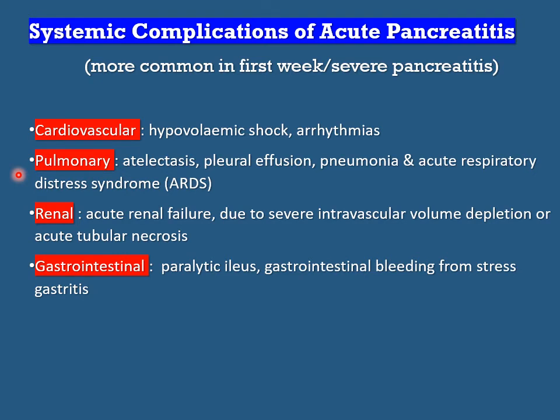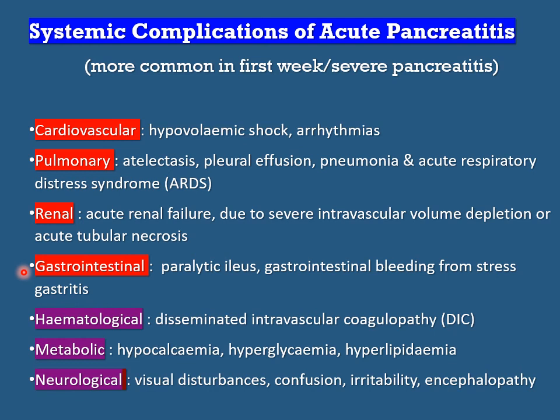acute respiratory distress syndrome; the renal complications, especially acute renal failure with oliguria and even anuria, due to severe intravascular volume depletion and acute tubular necrosis. Gastrointestinal complications are also quite common, especially paralytic ileus and dehydration, whereas gastrointestinal bleeding from stress gastritis in severe pancreatitis is another complication.